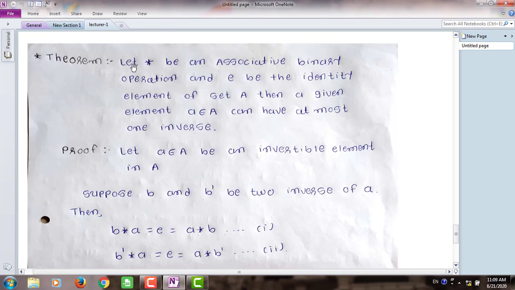What is the statement? Let star be an associative binary operation and e be the identity element of set A. The given element a belonging to A can have at most one inverse. It means that element a has a unique inverse. Prove that.